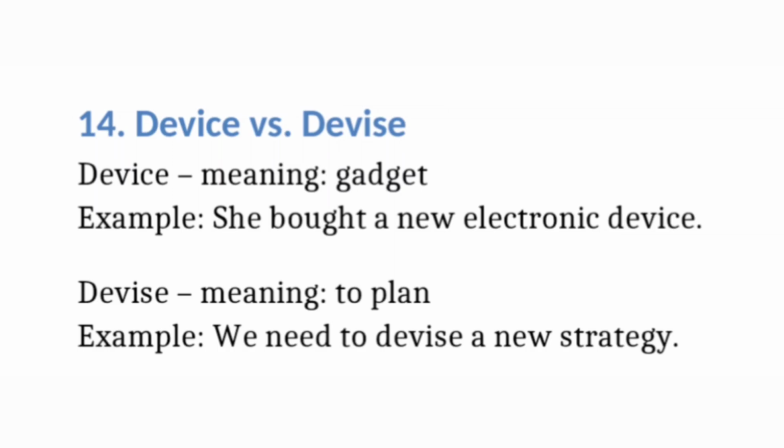14. Device versus devise. Device, meaning gadget. Example: she bought a new electronic device. Devise, meaning to plan. Example: we need to devise a new strategy.